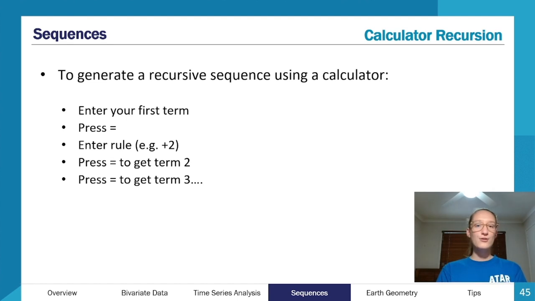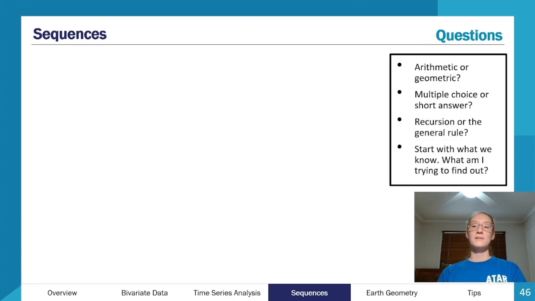And then I would press equals, which would give me 4, which is term number 2. I'd press equals again, and it would give me term number 3, which is 6. I'd press equals again, and it would give me term number 4, which is 8. So you can see by entering the number, pressing equals, and then applying the rule, your calculator will realize that you want to generate a sequence, so it will follow that pattern. So that's really interesting there.